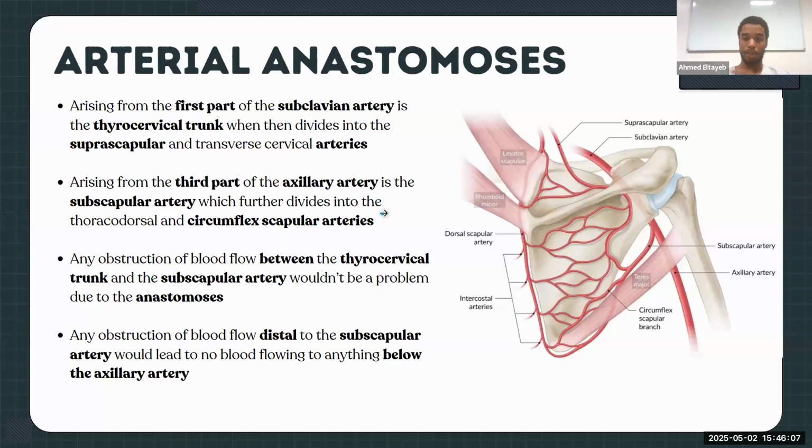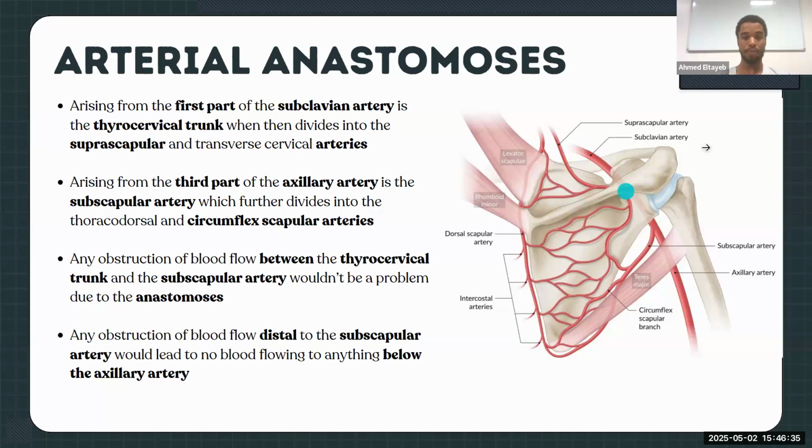So the arterial anastomosis is actually not that hard. So we have the subclavian artery. When it passes under, it becomes the axillary artery. And by the way, the axillary artery is divided into parts relative to the location of the pectoralis minor. The first part is the most proximal to the pectoralis minor, whereas the third part is the most distal to the pectoralis minor.